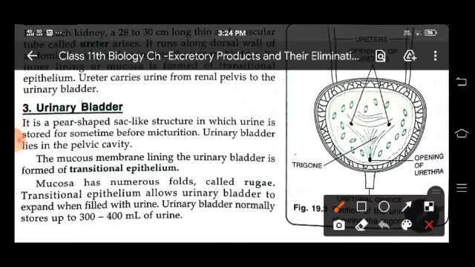After the ureter comes the urinary bladder, which is a pear-shaped, sac-like structure, and it stores urine for some time before micturition. The urinary bladder lies in the pelvic cavity, and its mucous membrane forms the transitional epithelium. Now here, this is the urinary bladder, children, and these are the two openings of the ureters, and this is the opening of the urethra from which urine passes out of the body.